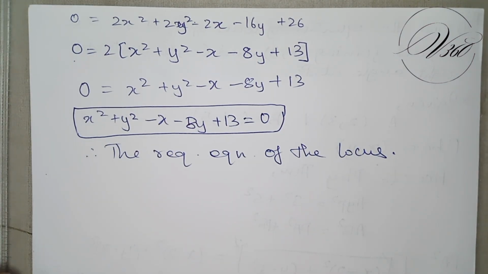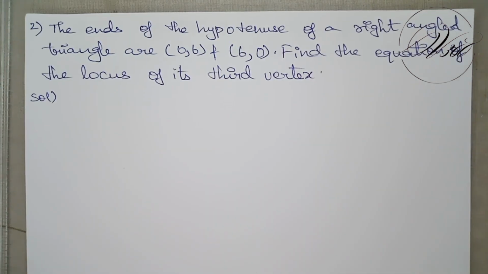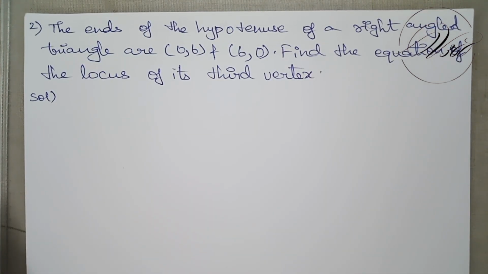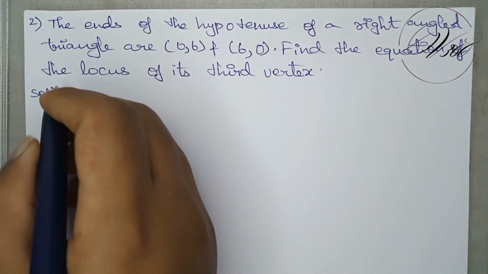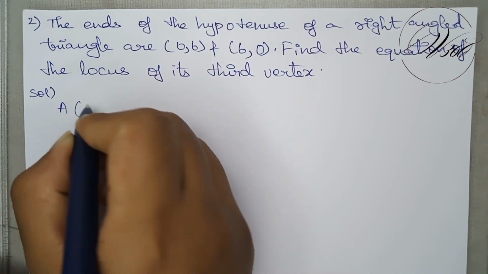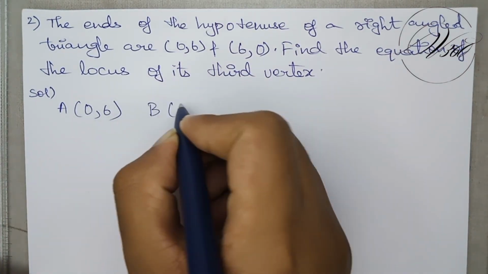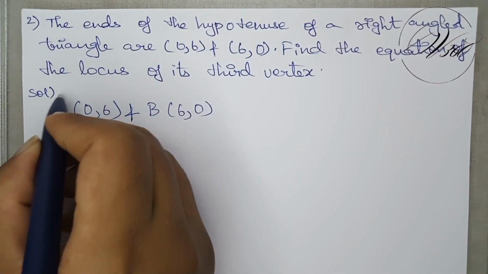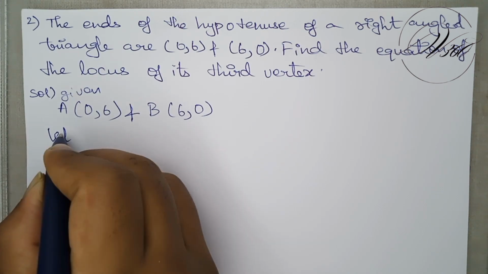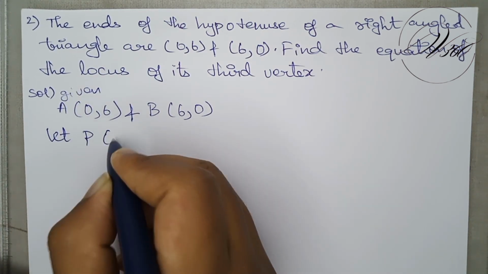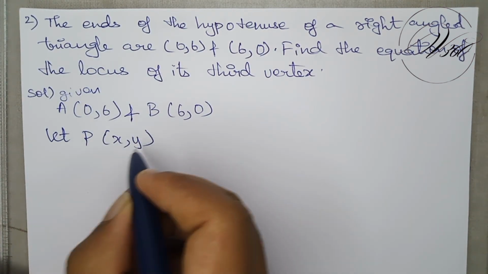Right, now we'll go forward to the second question, which is: the ends of the hypotenuse of a right angle triangle are 0, 6 and 6, 0. Find the equation of the locus of its third vertex. Now here we will solve. We have A, which is 0, 6 and B, which is 6, 0. This is the given. Now we should find the third vertex. Let us take P as the third vertex, which is x, y, because we don't know the values of x, y.